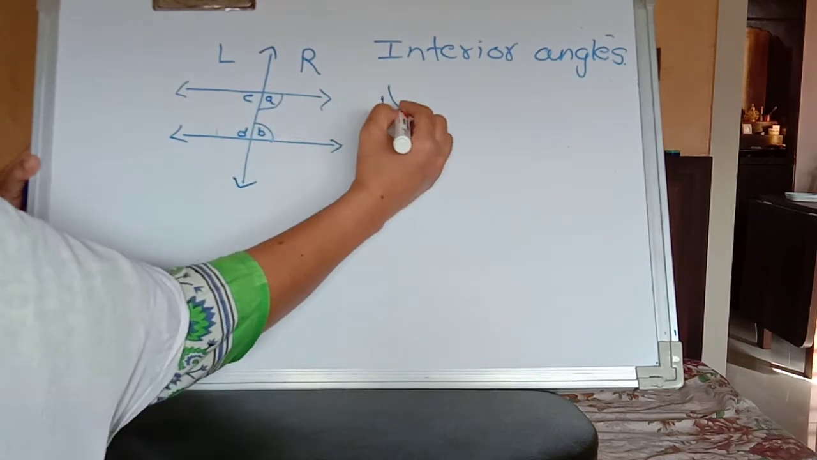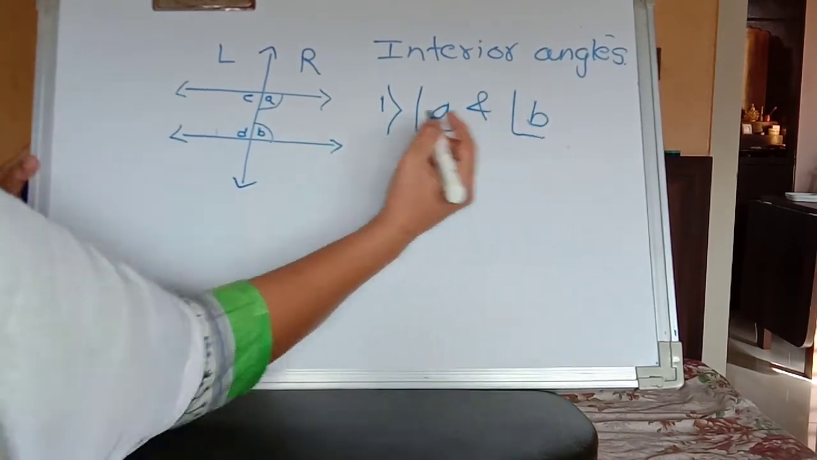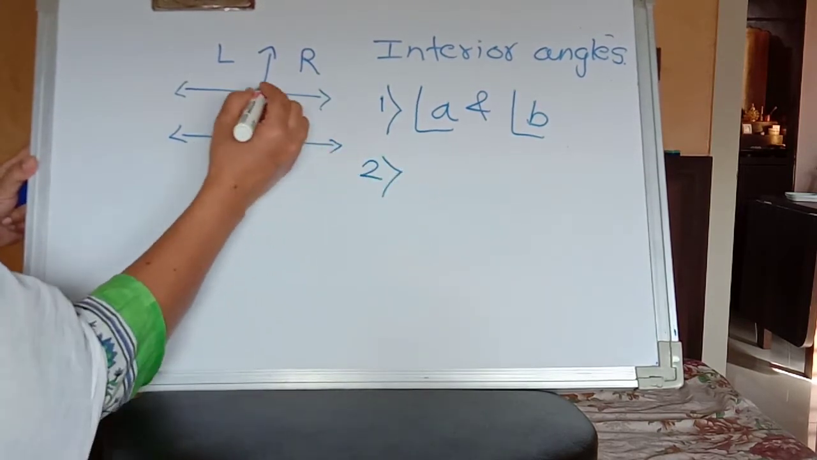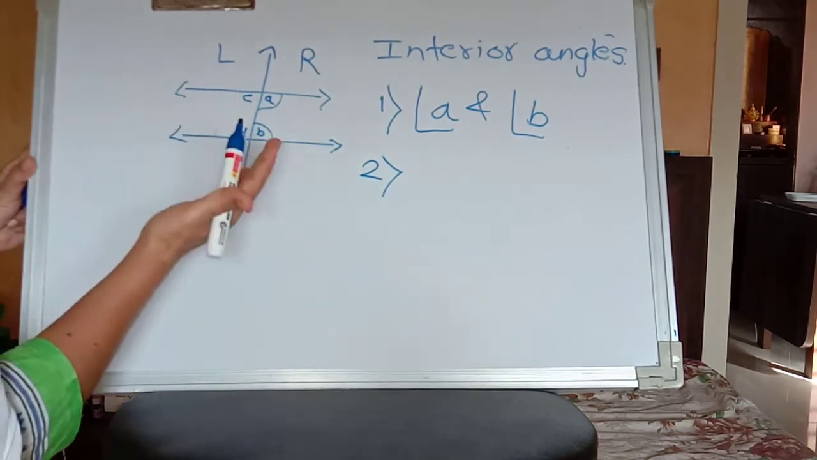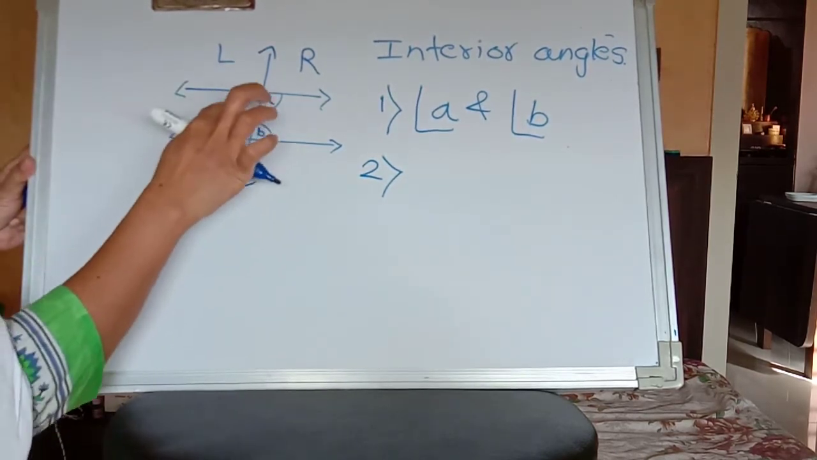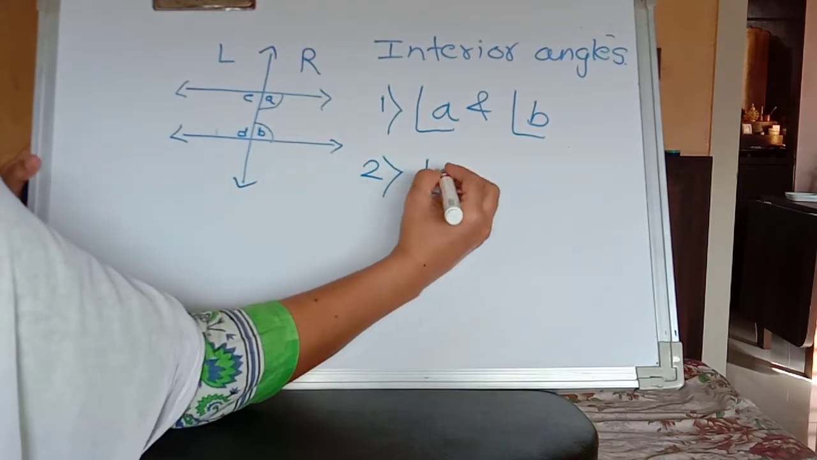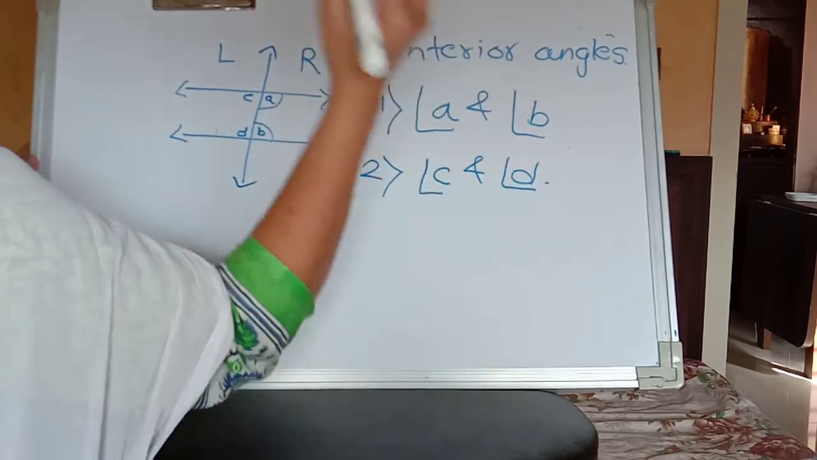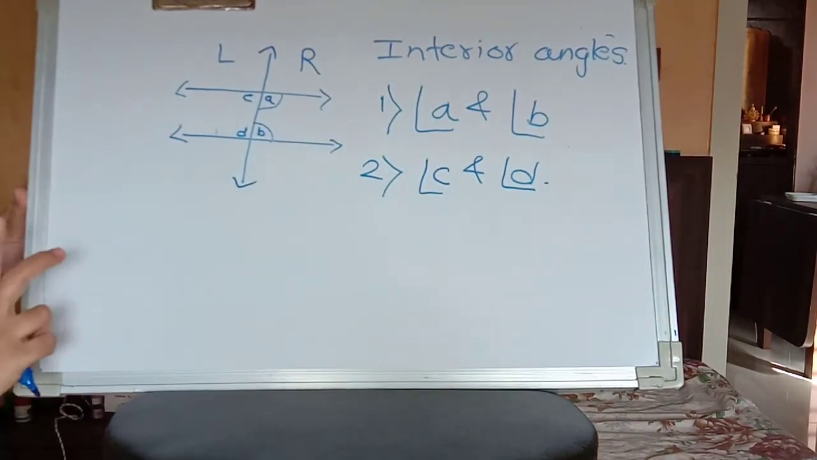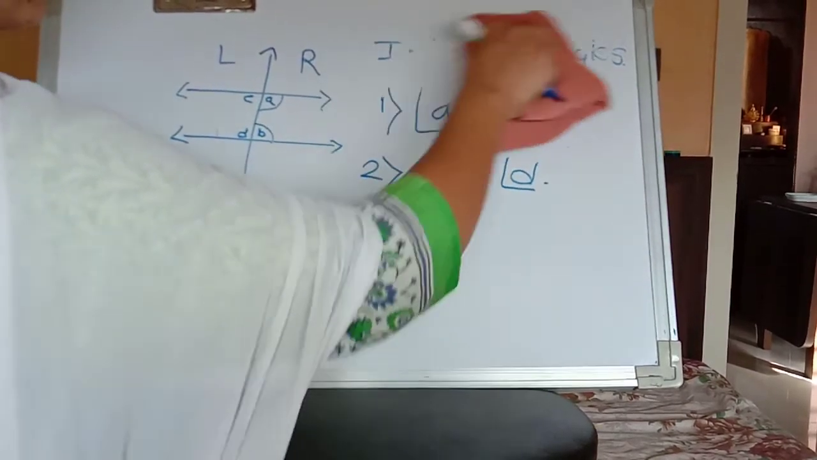So the first pair we got is angle A and angle B. Similarly, the second pair: in the interior of these two parallel lines we have these four angles. Again, same side means on the left hand side we have two angles and they are also in the interior part. So we have angle C and angle D. So this forms two pairs of interior angles. Now let us go for one more pair, and that is alternate angles.